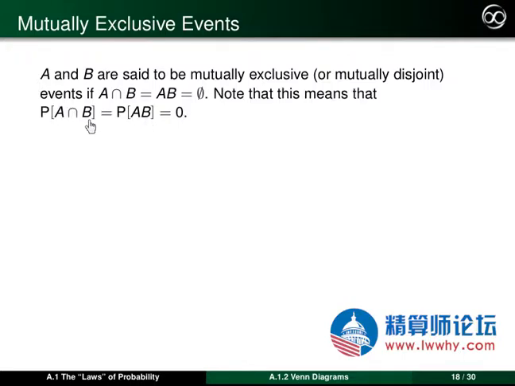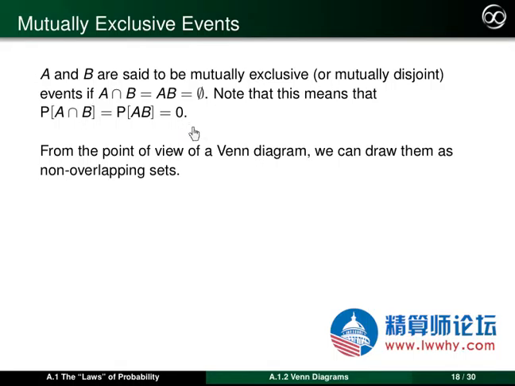All right, so what that means is that the probability of A intersect B is equal to the probability of AB, as I said, just my other way of writing it. That probability is equal to 0 because the probability of the empty set is 0. If I'm talking about it in terms of a Venn diagram, I can just draw these things as non-overlapping sets.